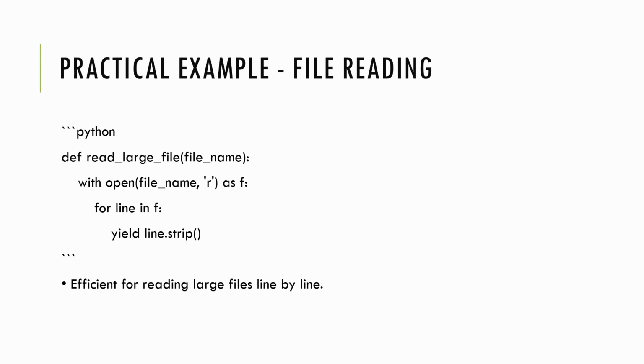Generators are also useful for processing large files. In this example, we define a generator that reads a file line by line. The generator yields one line at a time, so you don't have to load the entire file into memory, making it ideal for processing large files efficiently.